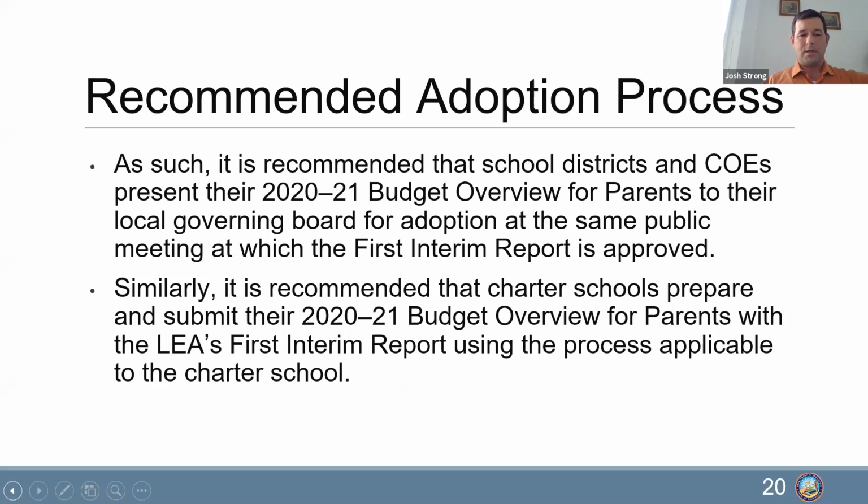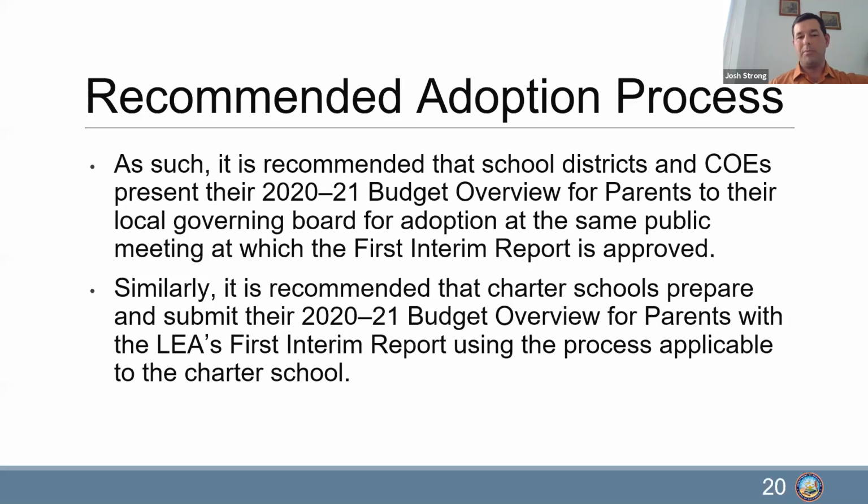So what we're recommending is that school districts and county offices present their 2020-21 budget overview for parents to their local governing board for adoption at the same public meeting at which the first interim report is approved. So one meeting for the adoption of the budget overview for parents. Reason being is that all of the public input related to the plan and the expenditures within the plan will have already occurred by the time this takes place.